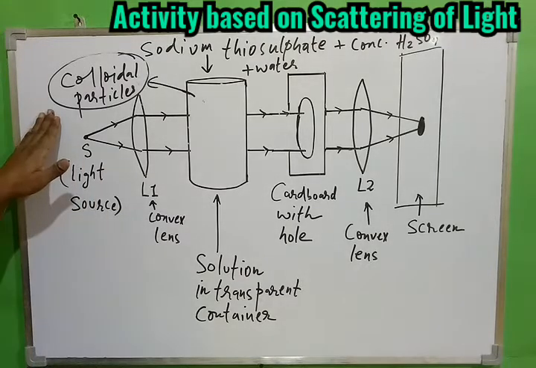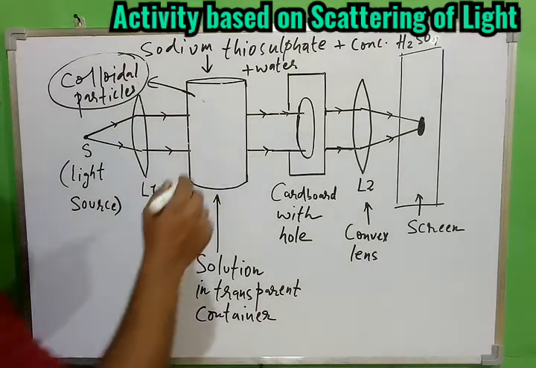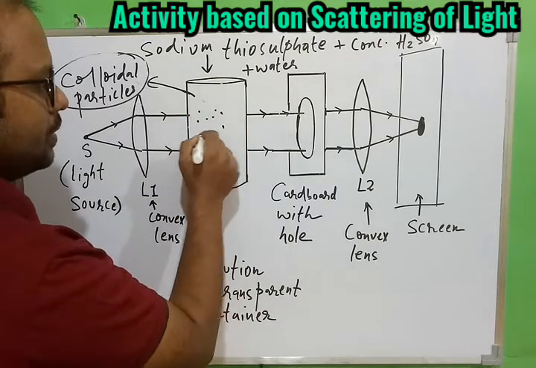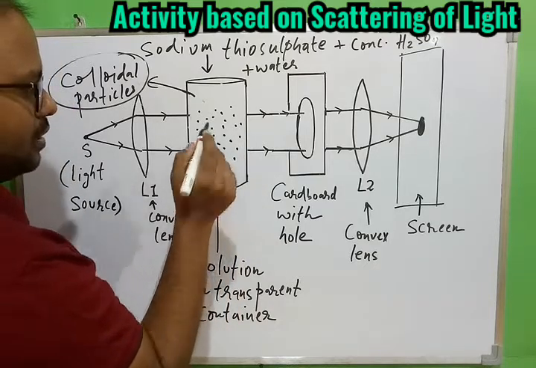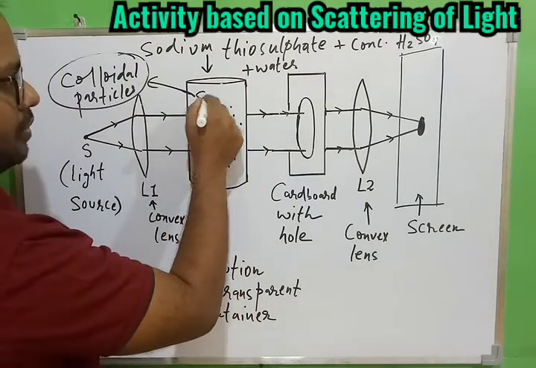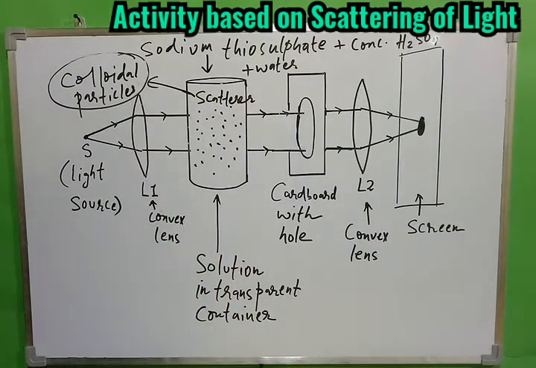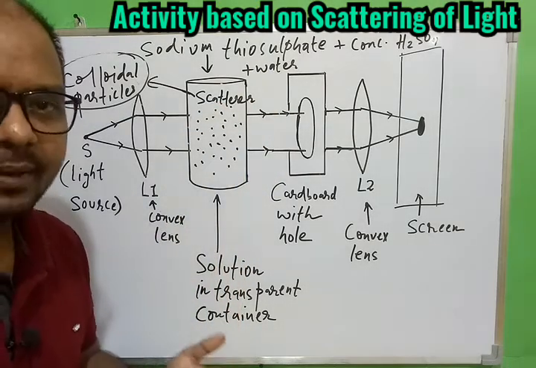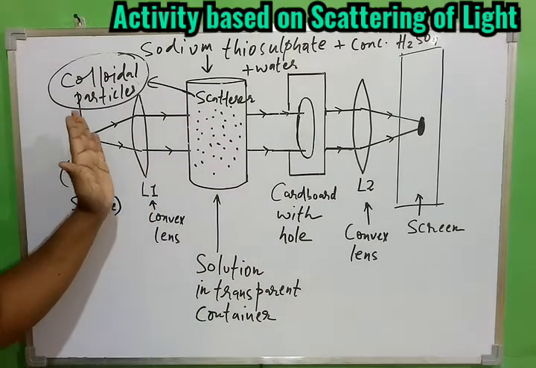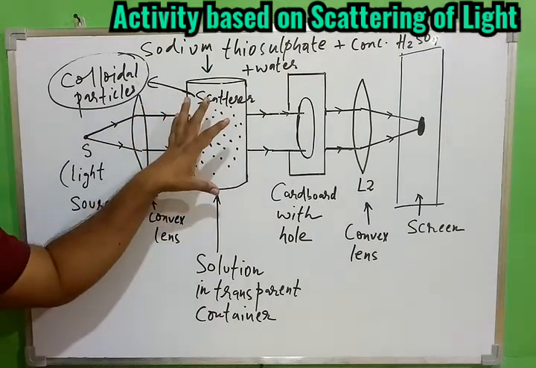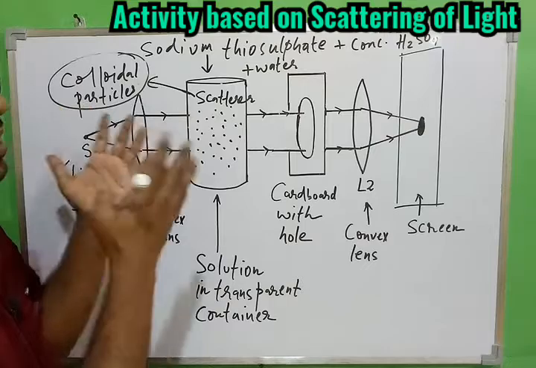And now one thing we should know, that is when we have colloidal particles, these colloidal particles will behave as the scatterer. So within this we have the colloidal particles which are infinite in number, we cannot count. So overall, with the help of colloidal particles we can have the scattering of light. These colloidal particles will behave as a scatterer, and when the white light passes through this container, what will happen? The scattering of light will take place. So overall this is the setup we have.